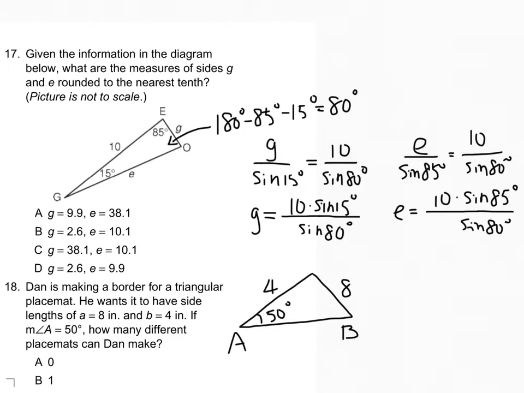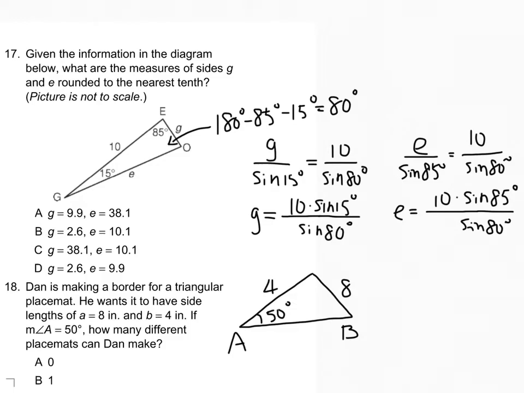Question number 17. Given the information in the diagram below, what are the measures of sides G and E, rounded to the nearest tenth? So we can calculate the last angle because we need the angle-side pair for the law of sines. So please remember, you need the angle-side pair to work with the law of sines. First I take 180 and subtract the other two angles, 85 and 15. So I find the last angle O to be 80 degrees. Now I have the angle-side pair: angle O and the side O, which is 10.